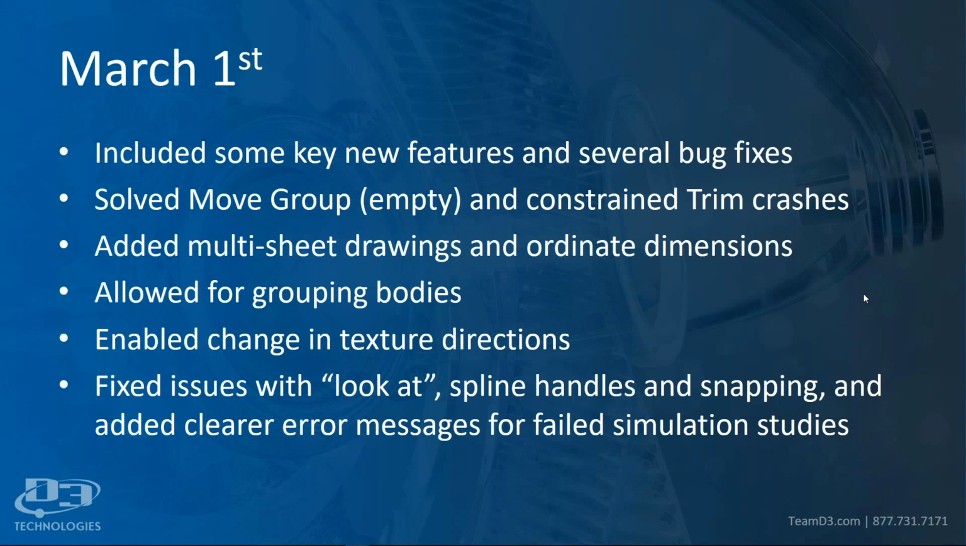There was an issue with the look at command, which allows you to basically rectify your view normal to a surface so that you can sketch on it or make changes directly. And there were some craziness happening there. Let's see, spine handles and snapping. There was a really exciting case where spine handles, if you move them incorrectly, could crash Fusion, and then they would snap and remain snapped and constrained. And then they added clear messages for failed simulation studies.